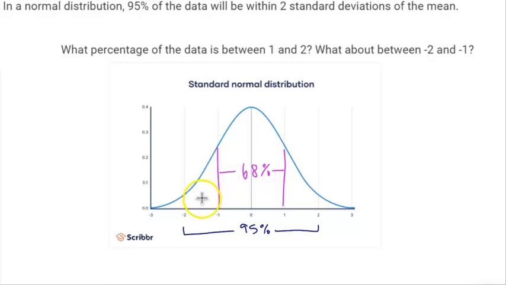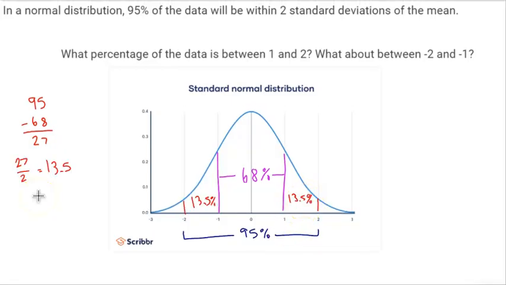From here, we'll need to figure out what percentages go in these two sections so that the total from -2 to +2 is 95%. So by subtracting 95 and 68, I get that there's 27% left over. That 27% needs to be split among these two sections. By splitting the 27 in half, we get that there should be 13.5% in each of these two sections here. Therefore, there should be 13.5% of the data between 1 and 2, and another 13.5% between -2 and -1.